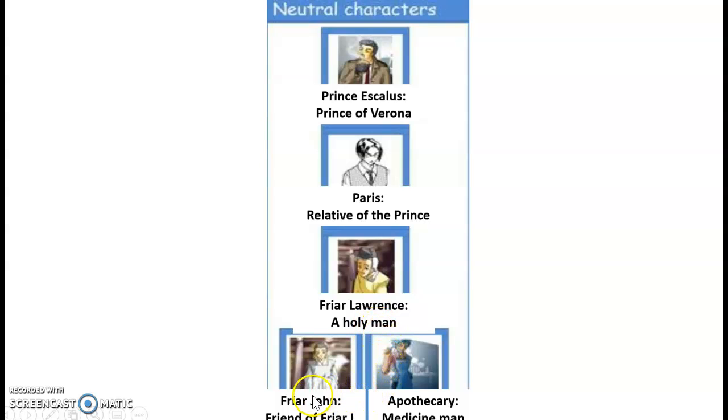And then we have Friar John, who is just a friend of Friar Lawrence, and an apothecary. Apothecary is a fancy name for a person who distributes medicine or knows a lot about medicine, especially back in Elizabethan times. You might go to an apothecary if you were sick, or you needed help sleeping, or you had an issue that could be remedied by some kind of medication.